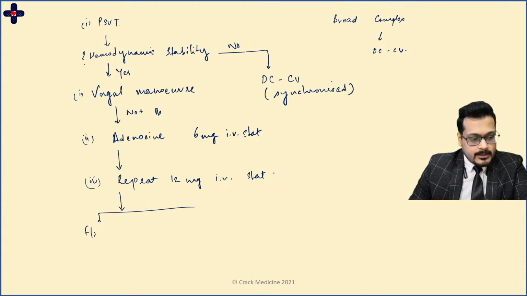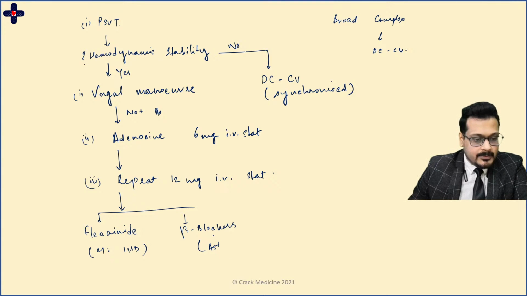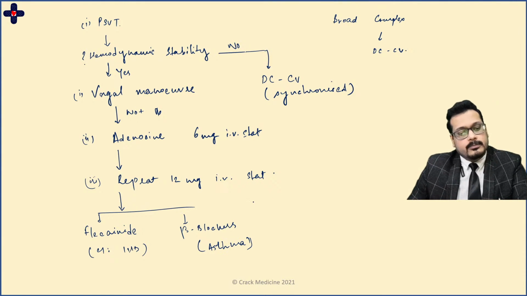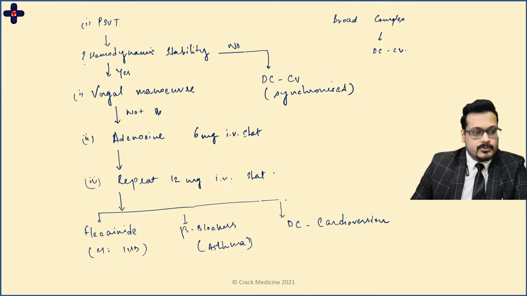You can go with flecainide, but contraindication is ischemic heart disease. You can go with beta blockers, but the contraindication would be asthma. One person asked me, when a patient is in PSVT, how can we ask the patient about history of asthma? It will be mentioned in the file usually. And the third one would always be to go with DC cardioversion. I hope this solves most of your doubts.